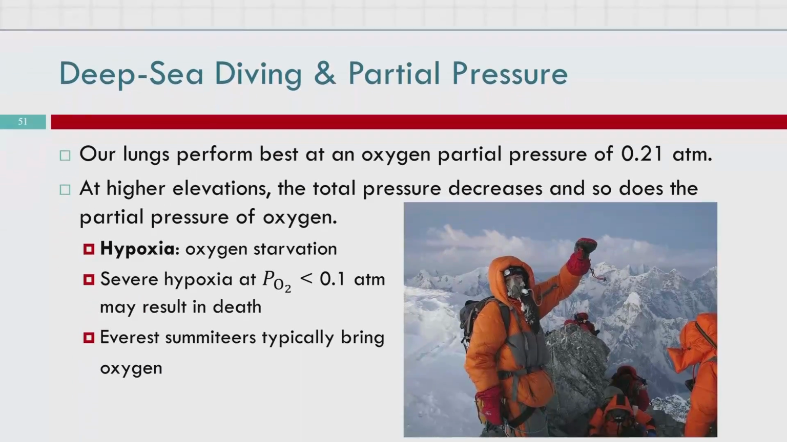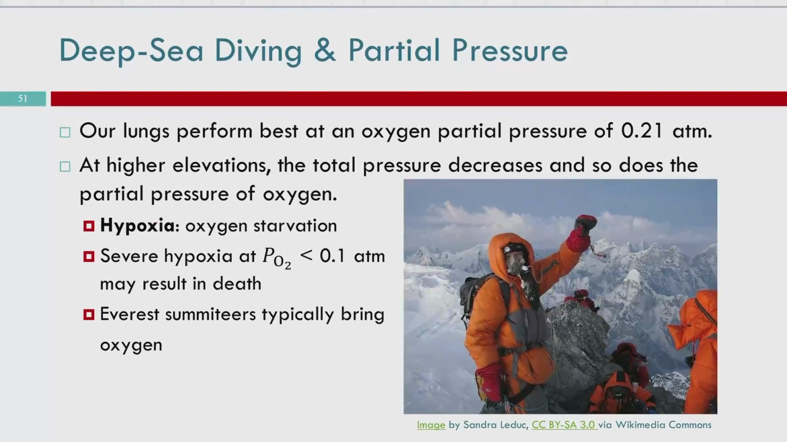Partial pressure also comes into play when you're going to really high elevations or when you're going down to the depths of the deepest, darkest bits of the ocean as well, if you're like scuba diving, for example. So our lungs perform best at an oxygen partial pressure of 0.21 atmospheres. We work really well at sea level. That's where we tend to breathe the easiest.